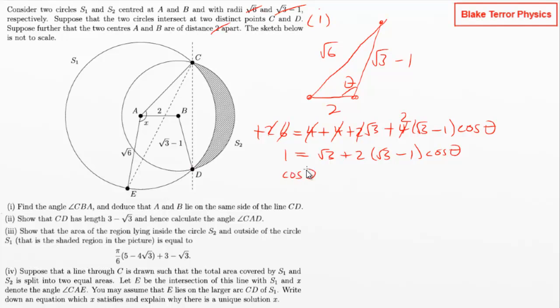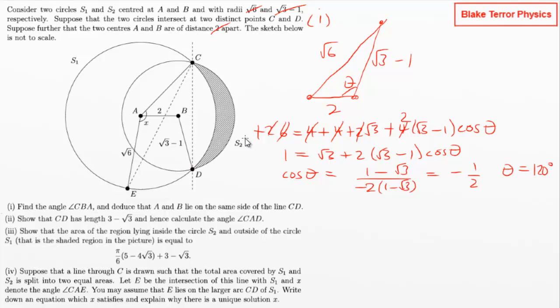So cos theta is going to be equal to 1 minus root 3 over 2. Let's put it as minus 2, 1 minus root 3. So that's minus a half. So we're going to be, what for cos, that'll be 120 degrees. So theta is 120 degrees.